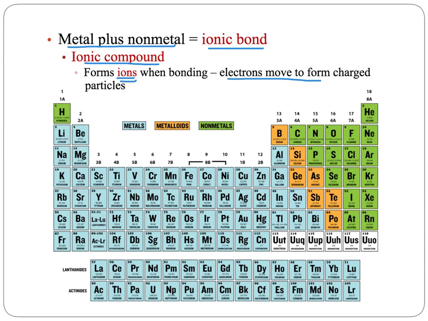so that one element from the metals on the left-hand side of your chart will bond with one element from the right-hand side of the chart, such as sodium and chlorine, sodium chloride we've talked about before, or calcium and oxygen, calcium oxide. Typically the metals become a positive ion and your nonmetals become a negative ion.